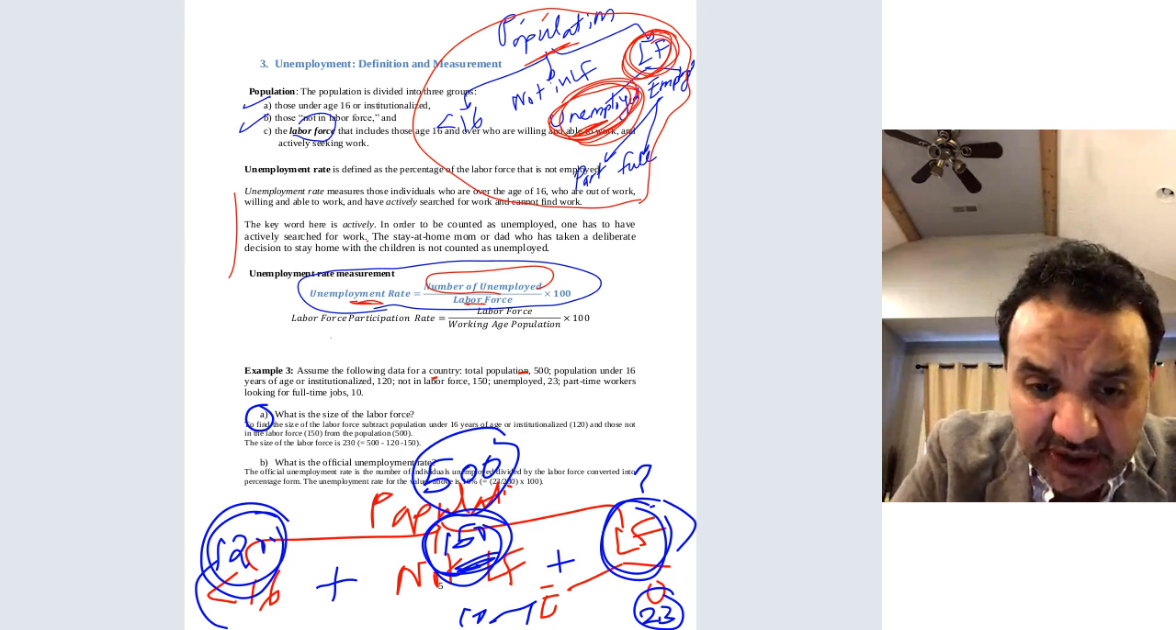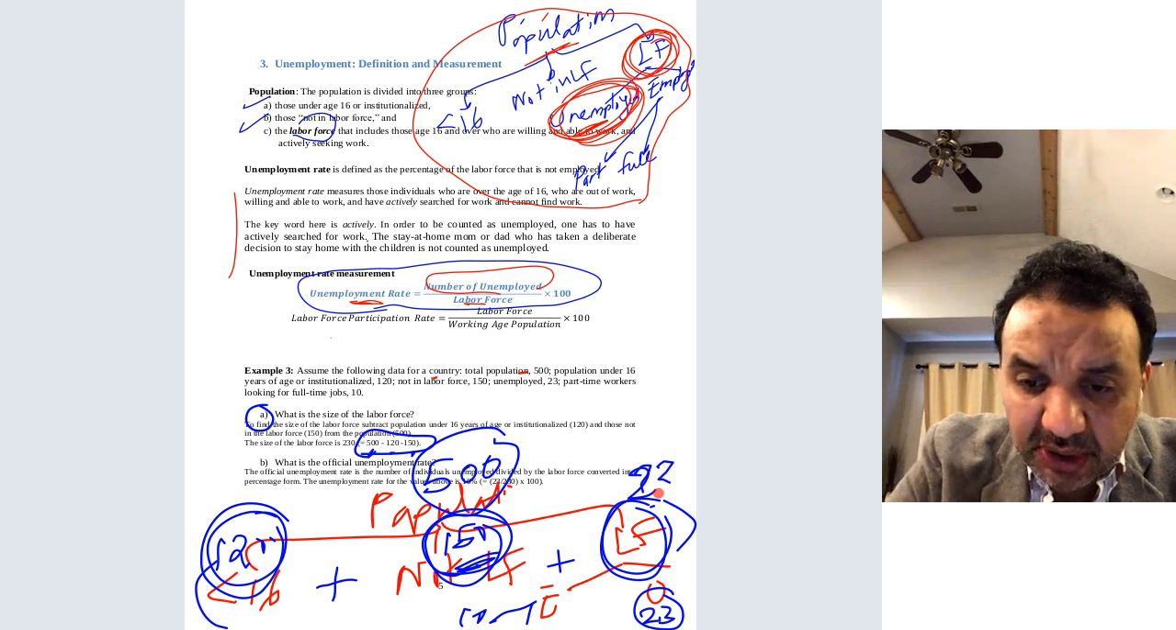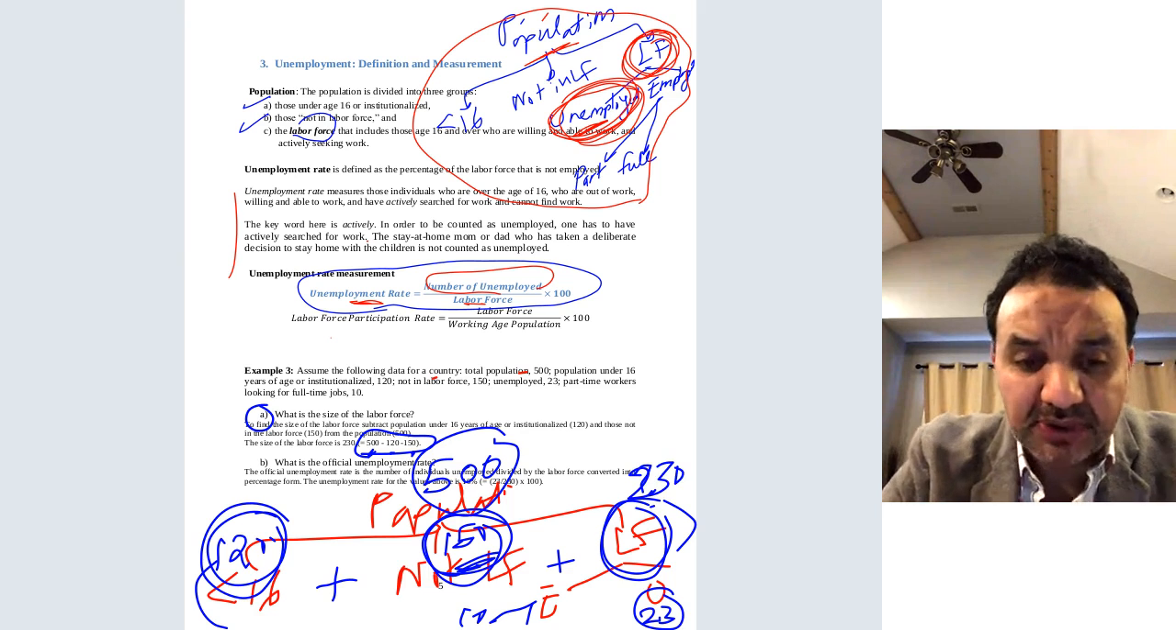That's why you can see this question here. This is the answer: 500 minus 120 minus 150. So you will get 230. So the labor force equals 230.